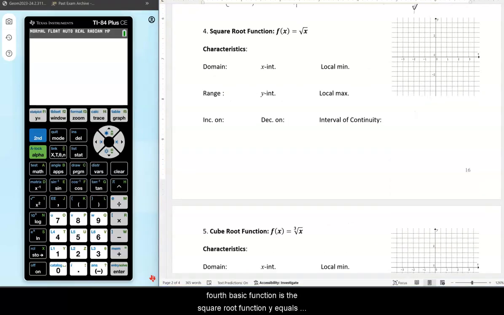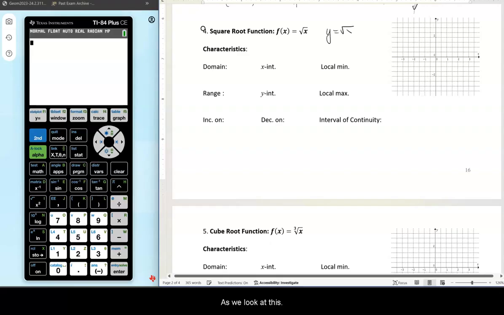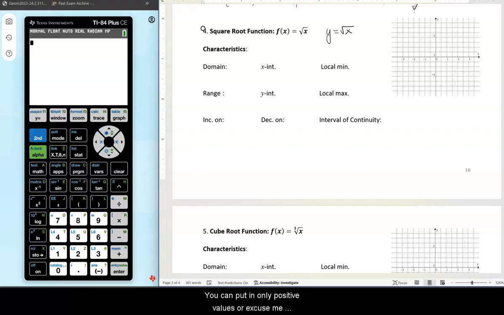Our fourth basic function is the square root function, y equals the square root of x. Notice that this is only the positive square root of x, which means that as we look at this, you can put in only positive values, or excuse me, non-negative values for x.